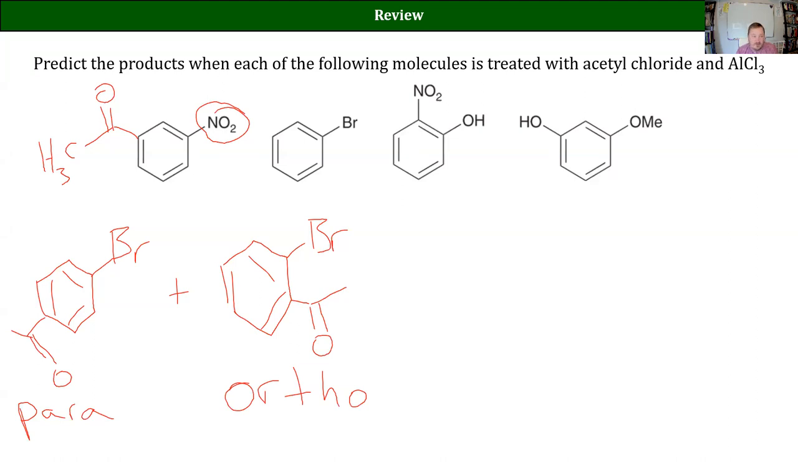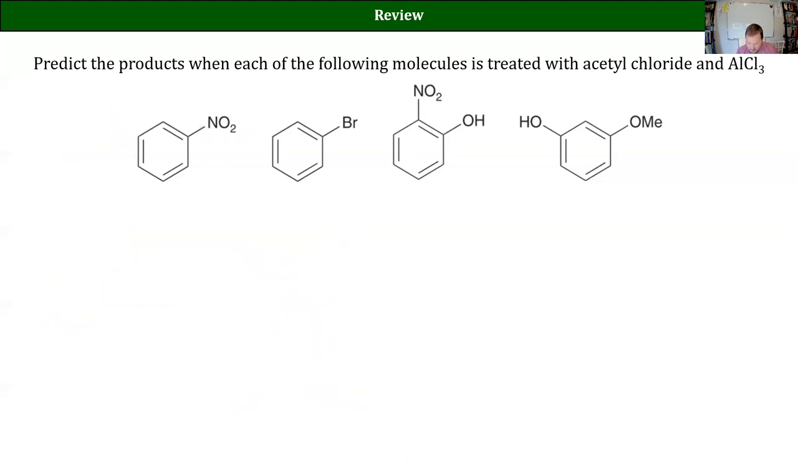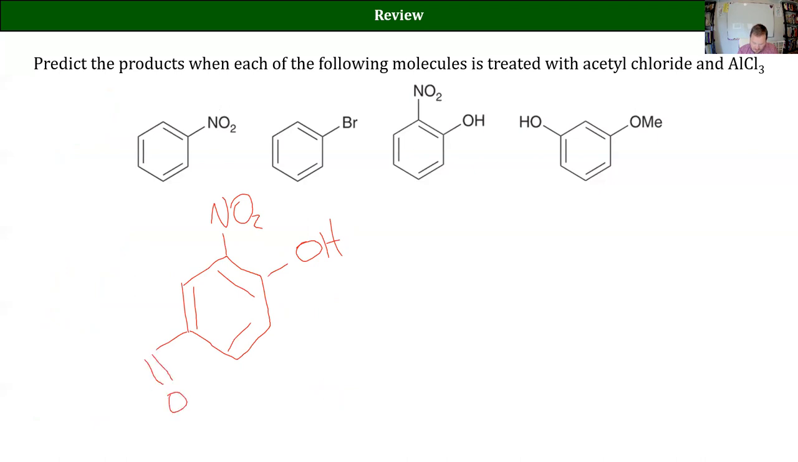C starts getting more complicated because we have a meta director and an ortho para director both on there at the same time. So we want to satisfy both of them at the same time, if possible, which we can in this case, right? Anything that's going to be ortho or para to the alcohol is going to be meta to the nitro group. So we'll get two products once again for C, nitro alcohol. We'll either wind up adding our acetyl group in the position that's para to the alcohol or ortho to the alcohol.